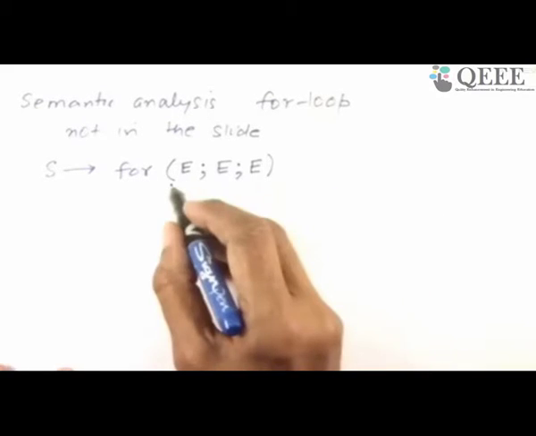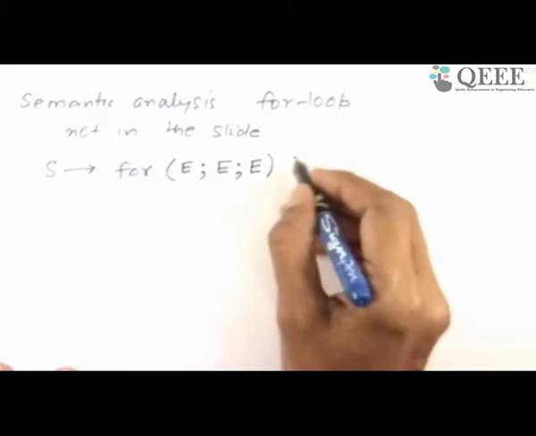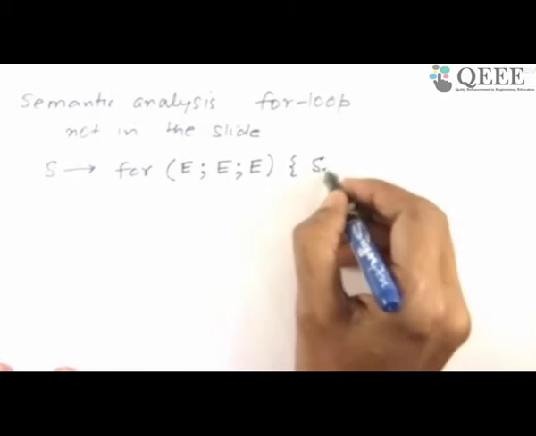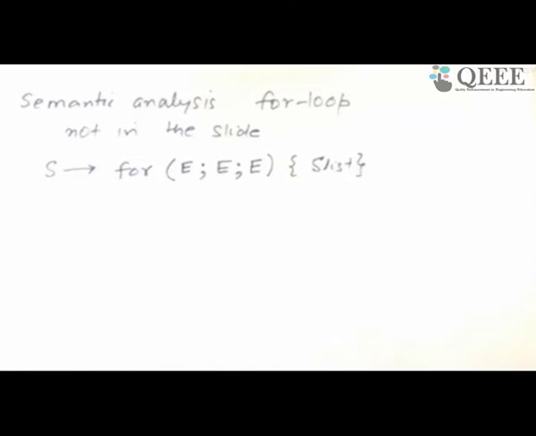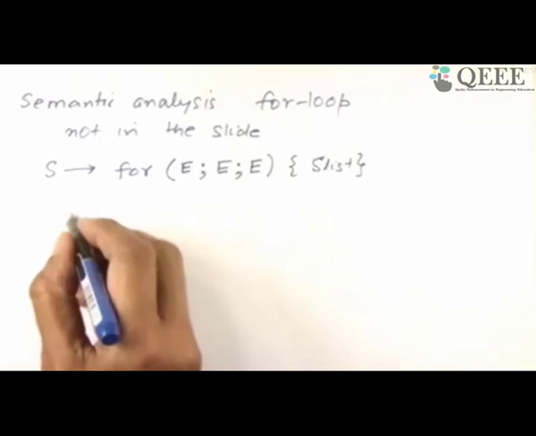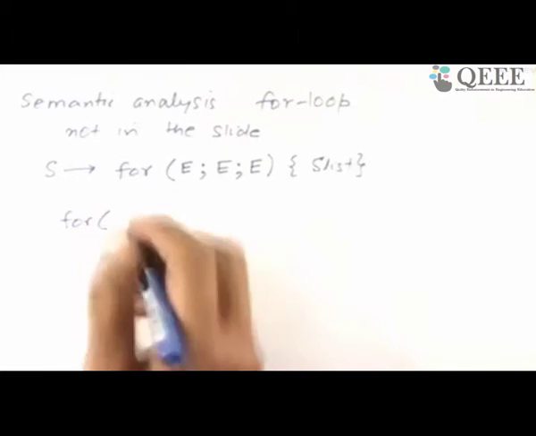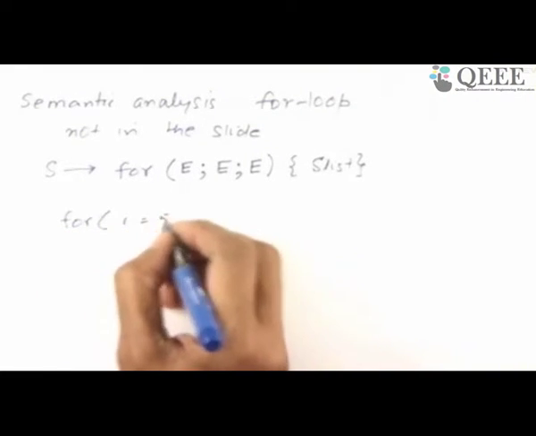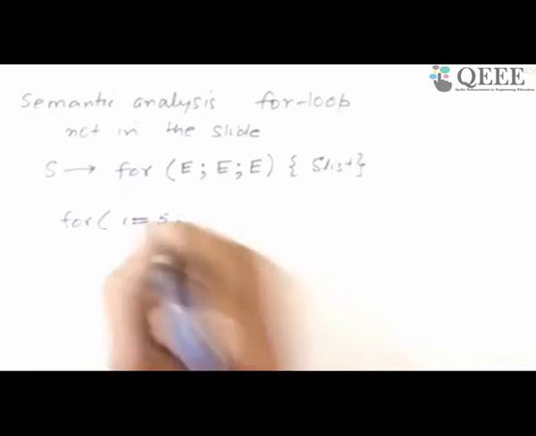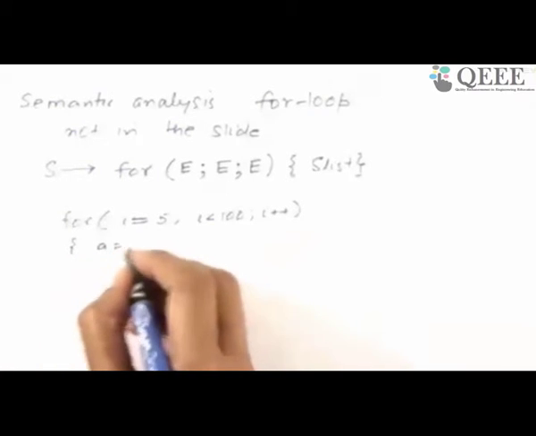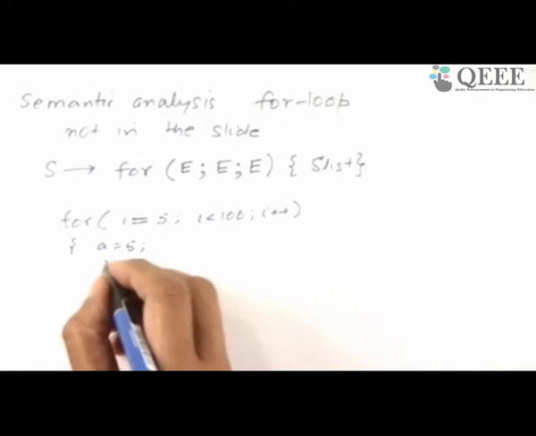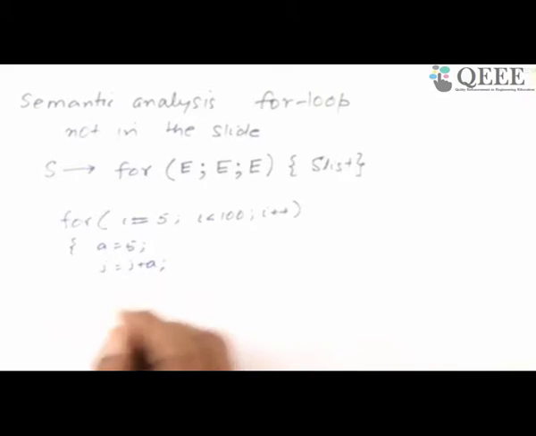So these are the three parts of the for statement, followed by a brace, and it can be a list of one or more statements. I'll call it S. This is the generic structure of a for loop in C. Now we have to decide how to generate code for such a thing. So let me write a small actual code. Suppose I have i assigned 5, say i less than 100, say i plus plus, and in the body maybe I have A equals 5, J equals J plus A. And that's it.